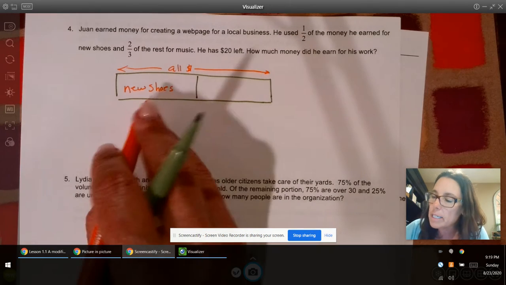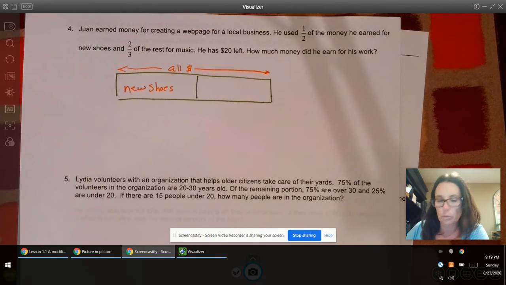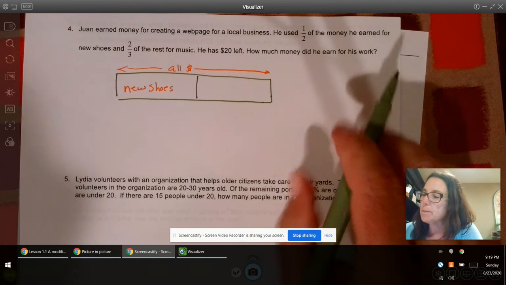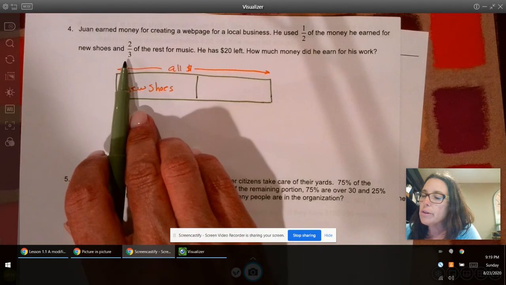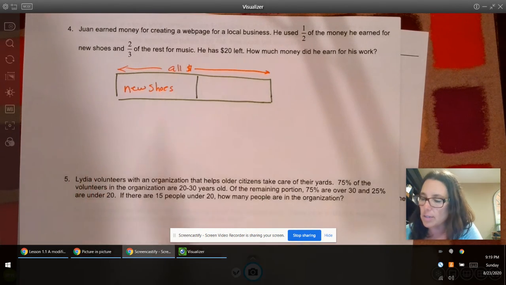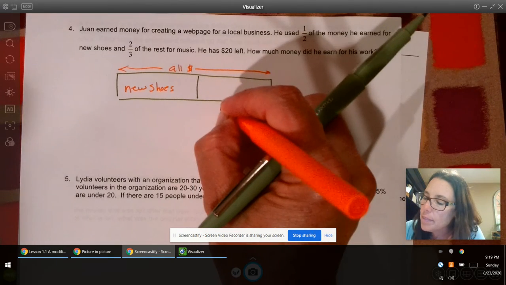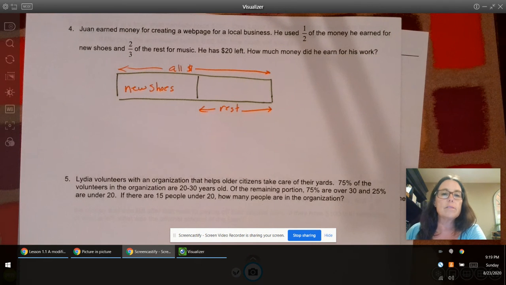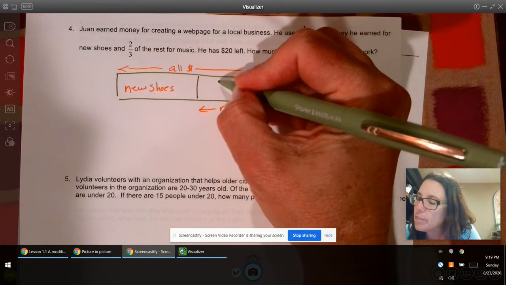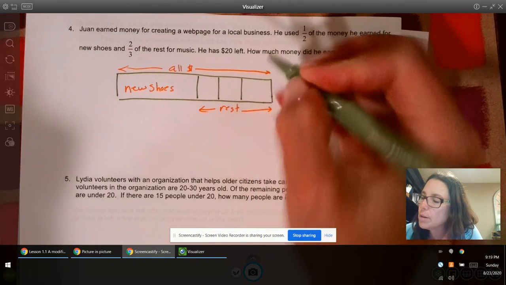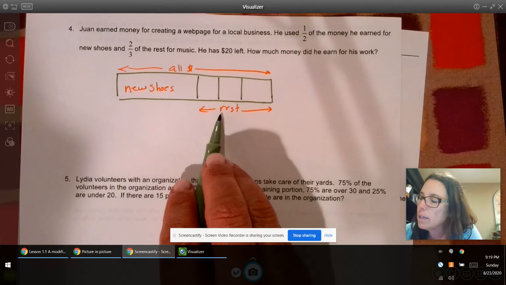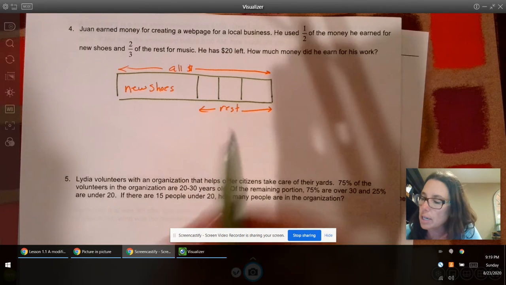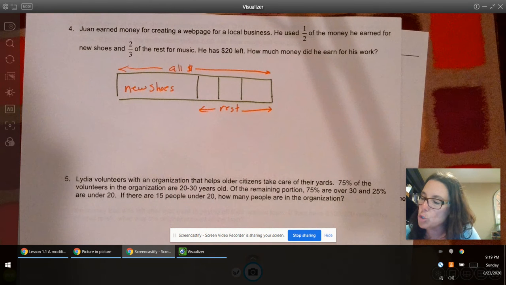If you wanted to write it down below with a little arrow, you could do that too, just as long as it's labeled. Okay, do not be confused by this. 2/3 of the rest. Do you understand that this section right here is considered the rest? So 2/3 of that. Do you understand that we're breaking this up into thirds? 1, 2, 3. That's the rest. Okay, so 2/3 went to music.